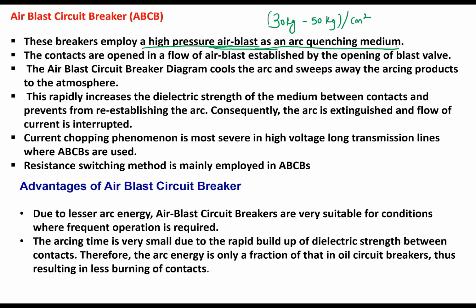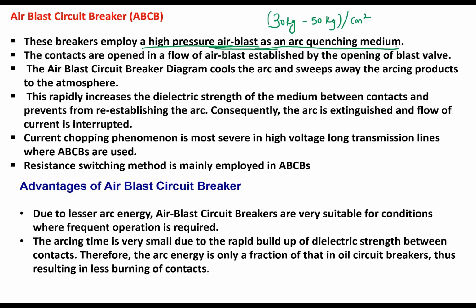Whenever the relay gives the trip command to the circuit breaker, at the same time it also gives the command for a valve to open. So when that valve opens, what happens? A jet of high pressure air will come and hit the portion where the fixed and moving contacts are separating. This high pressure air hitting the portion between the fixed and moving contact will interrupt the arc and very fast quench the arc. That is the philosophy.